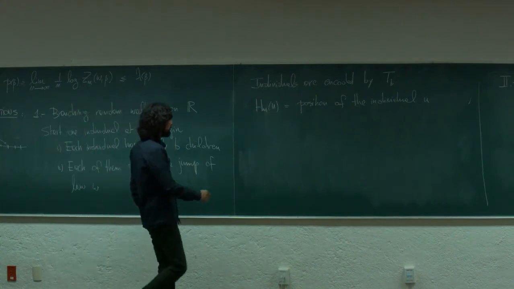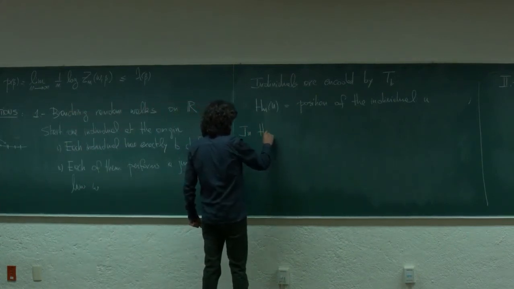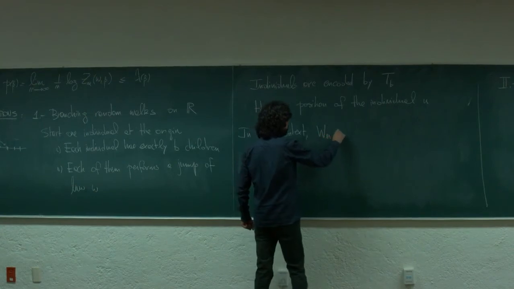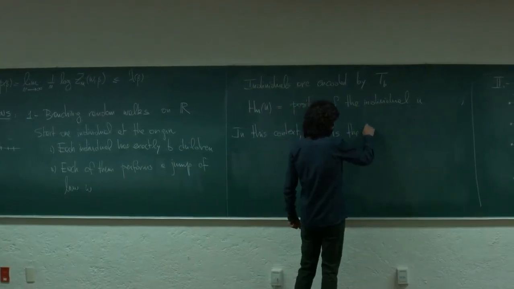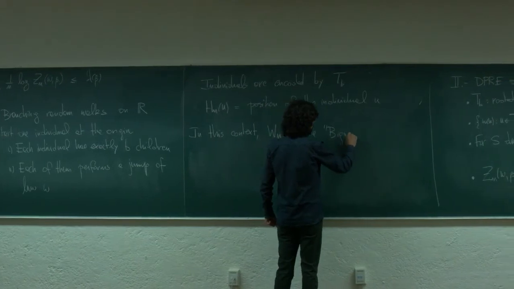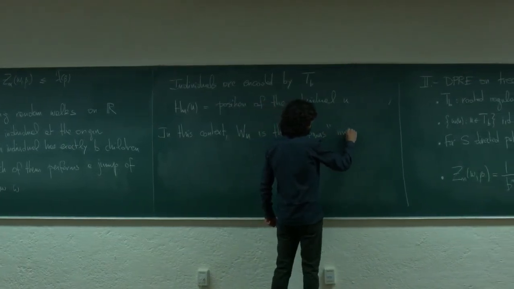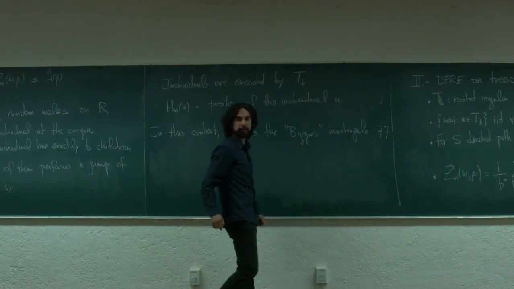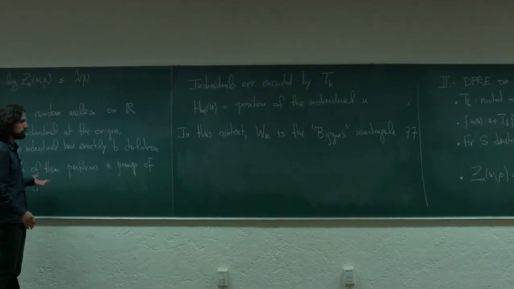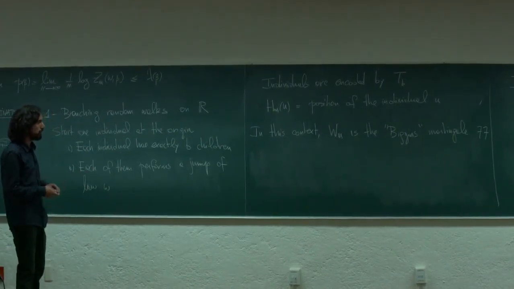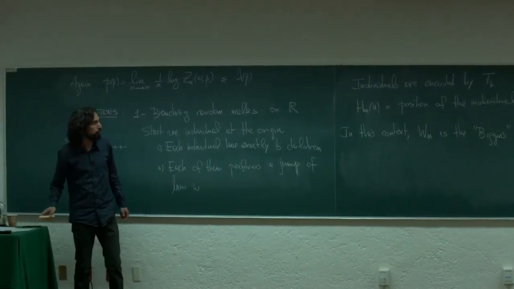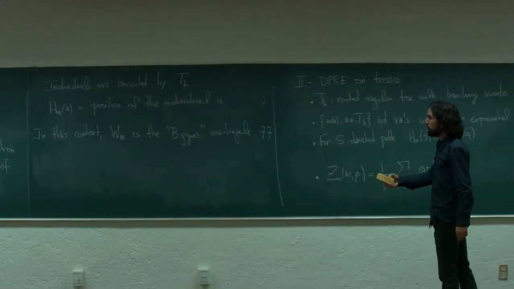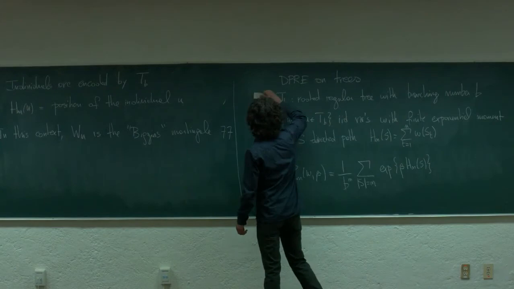So in this context, Wn is known as the Biggins martingale. And this goes back to 77, so it's a martingale naturally associated to this kind of model, which encloses some properties of the model. Okay, so that's how the model arrives in at least one field, which was in principle independent.